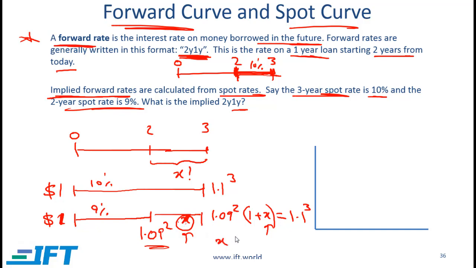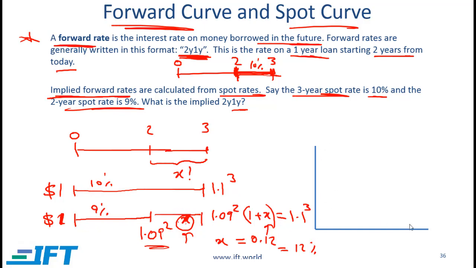This x% then is the implied forward rate. If you solve for x, what you should get is 0.12 approximately, which is 12%. So 12% is the implied forward rate, implied based on the existing spot rates.